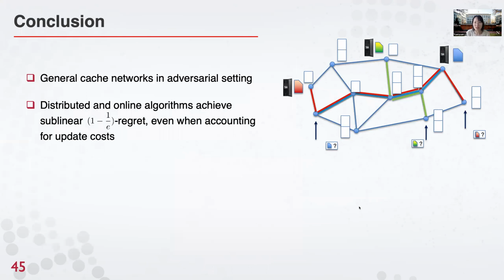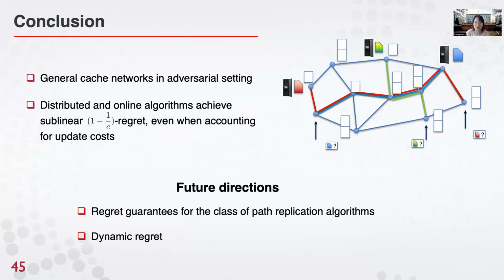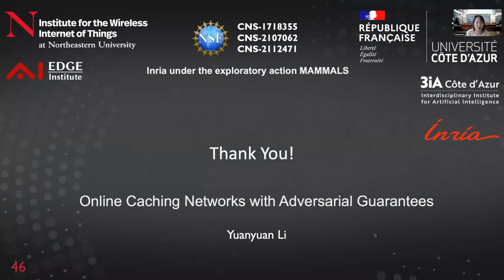In summary, we consider general caching networks in an adversarial setting and propose a distributed online algorithm that achieves sublinear 1 - 1/e regret for the adversarial caching gain maximization problem, even when accounting for update costs. An interesting future research direction is to provide regret guarantees for the class of path replication algorithms. Another important future research direction is to consider dynamic regret. That's all for today's talk. Thank you.